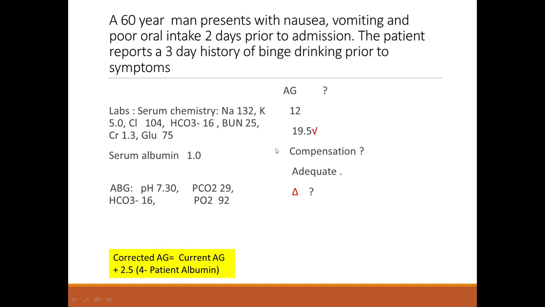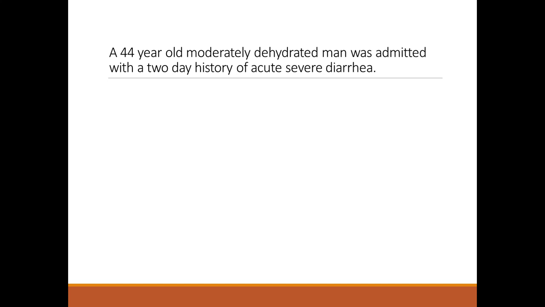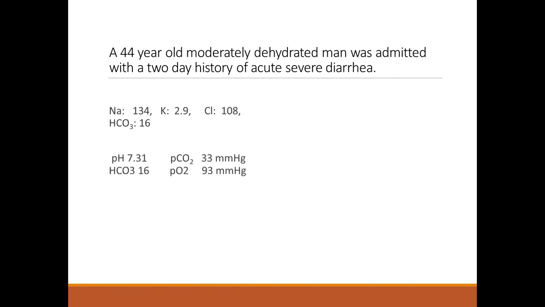high anion gap metabolic acidosis. So let's move to the third scenario, a 44-year-old, moderately dehydrated, with a history of acute severe diarrhea, and the electrolytes are these, where you can calculate the anion gap, and the pH is mildly acidic, and after the pH we read the PCO2 again. This cannot be respiratory acidosis, or at least we can say this cannot be predominantly respiratory acidosis, as the PCO2 is lesser than 40.